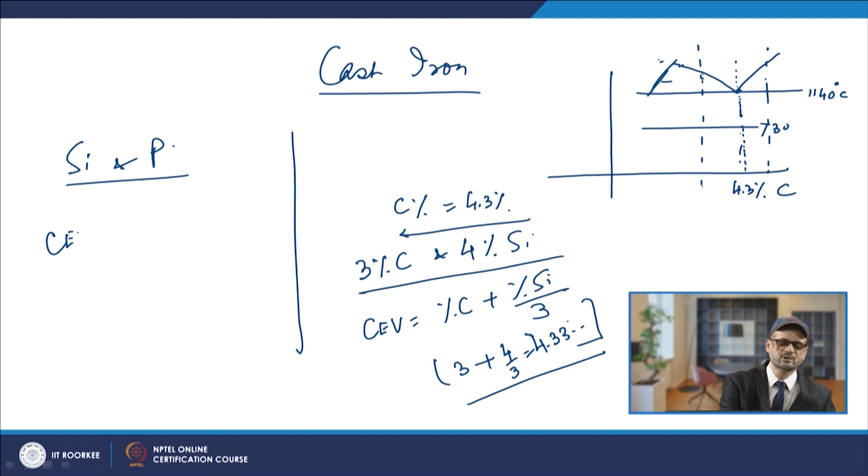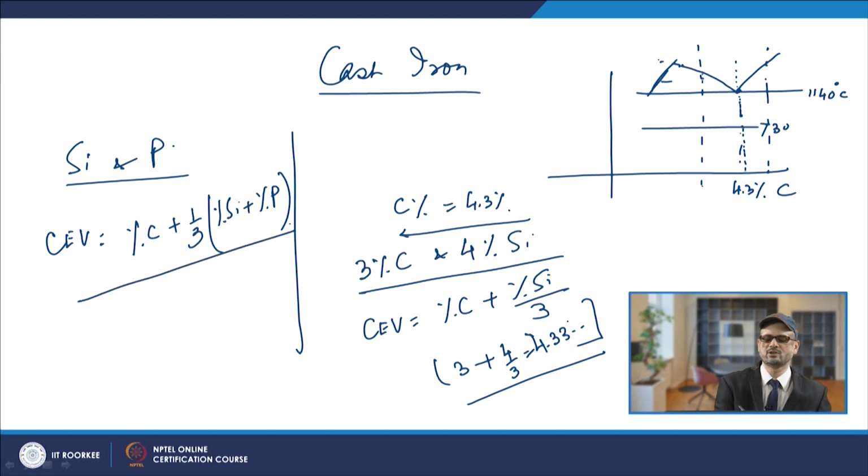Normally, carbon equivalent value we define in terms of percentage carbon plus 1/3 of percentage silicon plus percentage phosphorus. Basically, it is because phosphorus forms the low temperature eutectic, a low melting point eutectic in fact. So carbon equivalent value comes out in this fashion. This type of carbon equivalent value concept is used in casting of cast iron.